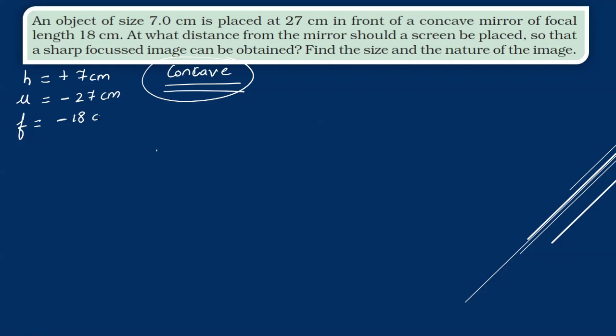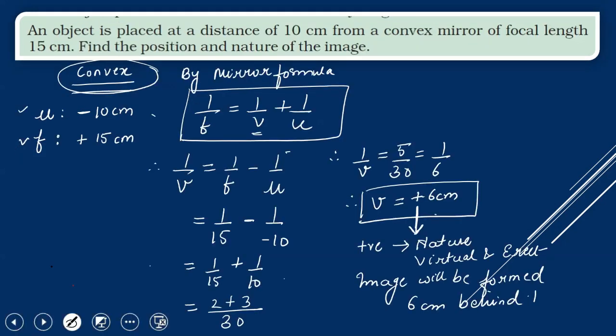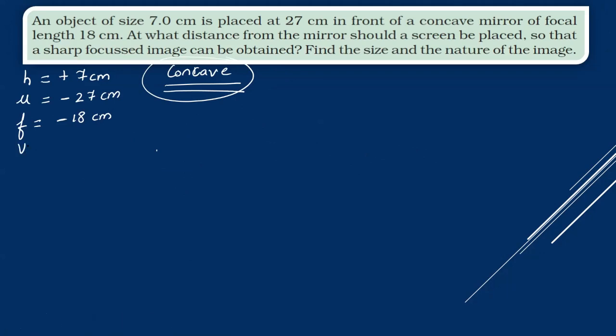If you change the signs over there, if you don't take negative, your entire calculation is going to be wrong. Okay, now at what distance from the mirror should a screen be placed so that a sharp focused image can be obtained? So what do we need to find? We need to find v, and we also need to find the size and nature of the image, h dash. Okay, now this is the given part.